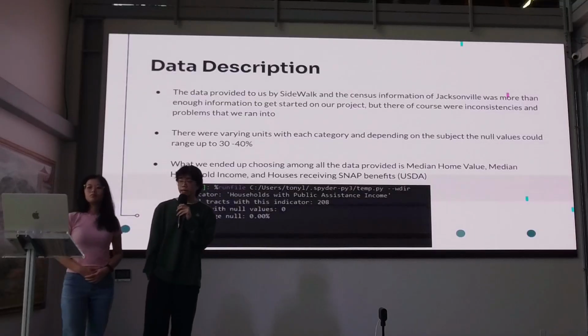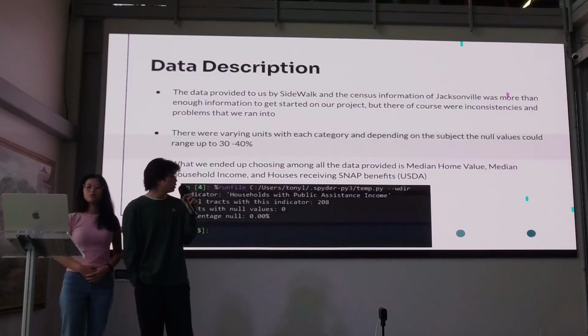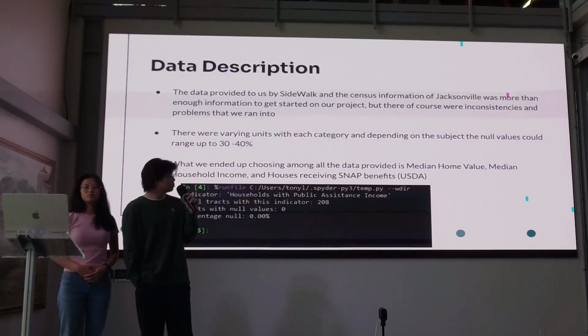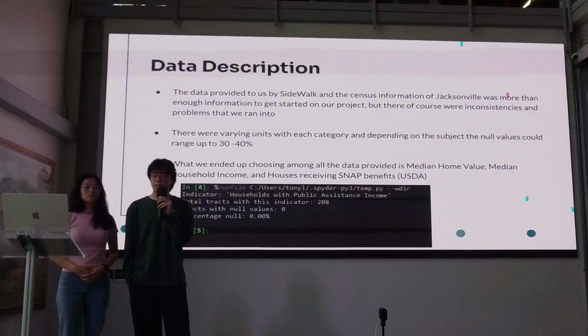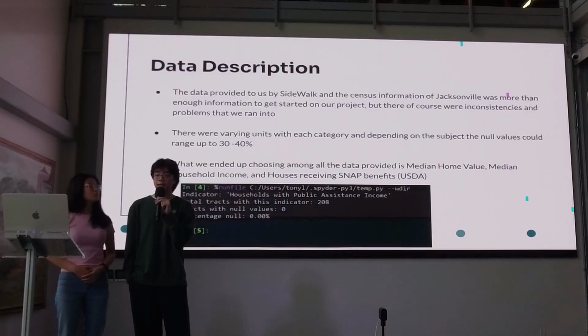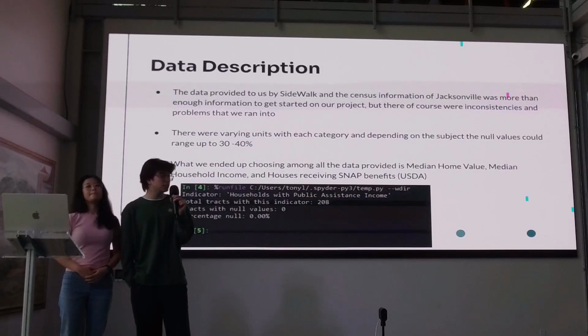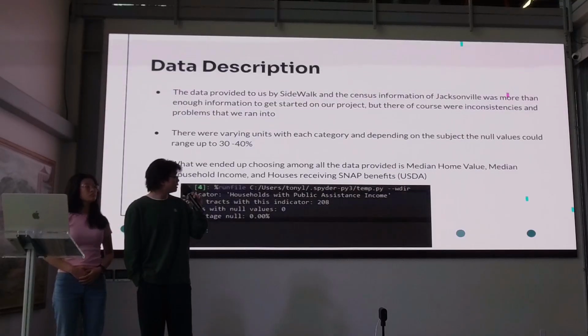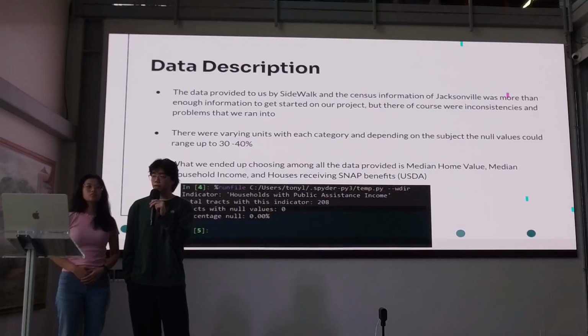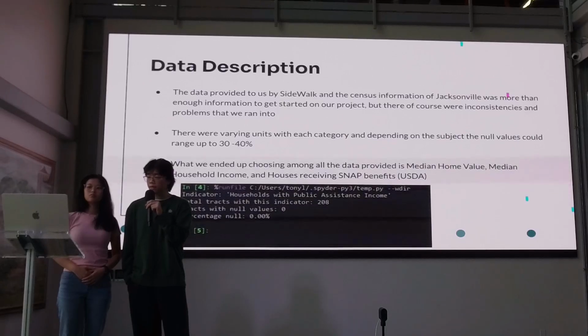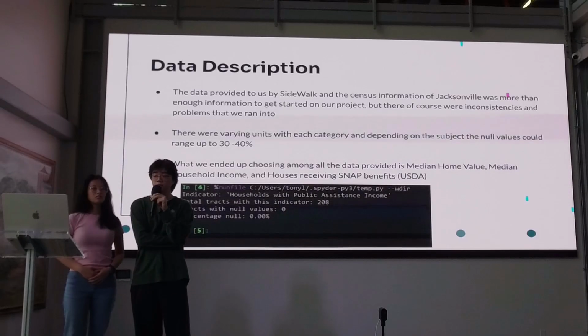All right, so the data provided to us by mySidewalk and the City of Jacksonville was ample. There was a lot to comb through, but there were also inconsistencies by category, as well as some null values that we encountered as we were working through this. Depending on the category, some of the null values would range up to 30 to 40%, so we would have to find a way to cut those out of the final CSV file we would use at the end. And we ended up choosing the factors median home value, median household income, and houses that were receiving SNAP benefits.